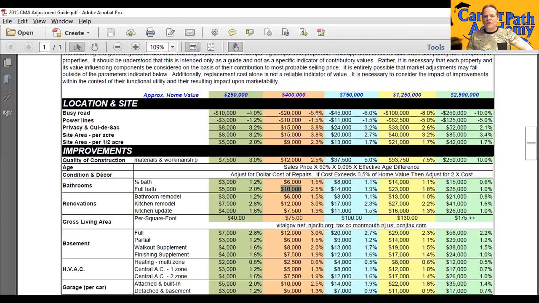Let's say it's a $300,000 home. Well, that's above 250, so that's in this range. So it's 2.5% of the home's value. So if the home is $300,000, how much more would that home have sold for if it had an extra bath? $7,500. There you go. It's not hard, right? That's how we make the adjustments for the differences.